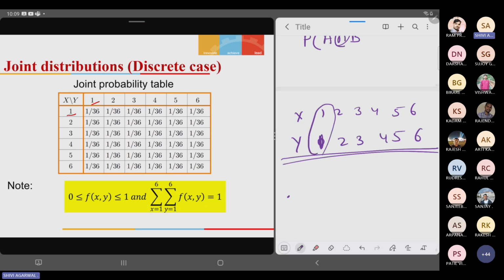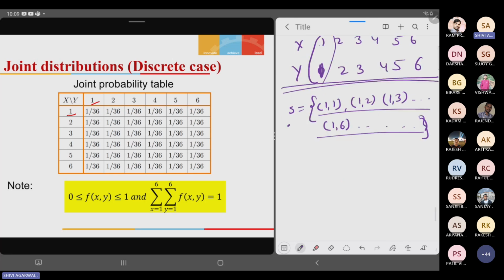You have done sample spaces. So how can we make a sample space? All possible combinations: 1 comma 1, 1 comma 2, 1 comma 3, and so on, up to 1 comma 6. Similarly here. So there are a total of 36 points. We have done the same question in the form of events. So 1,1 is one combination, so it is only 1 point, so it is 1 by 36 here. Similarly 1 by 36, 1 by 36, up to when X is equal to 1 and Y is equal to 6. So this is the probability mass function.